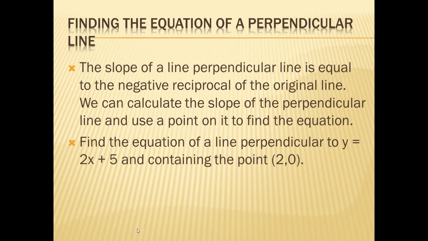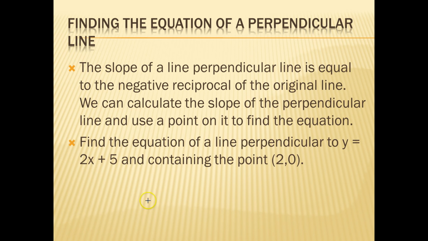Finding the equation of a perpendicular line. So the slope of a line perpendicular to a line is equal to the negative reciprocal of the original line. We can calculate the slope of the perpendicular line and use a point on it to find the equation. So find the equation of a line perpendicular to y is equal to 2x plus b and containing the point (2, 0). So we know that the slope of the line is the negative reciprocal of the original line.